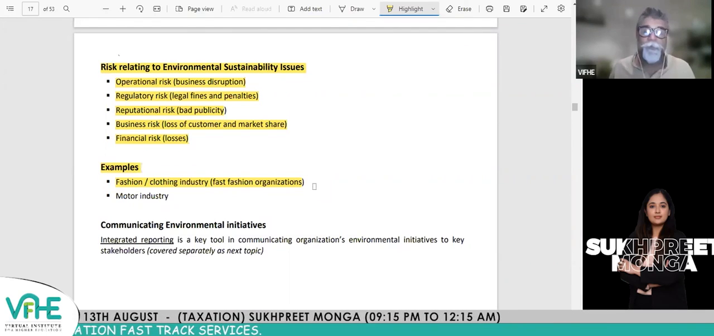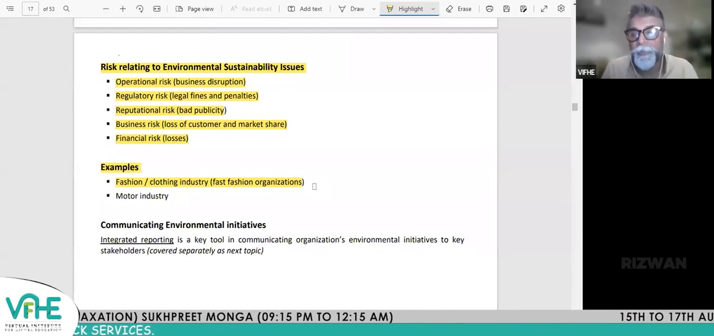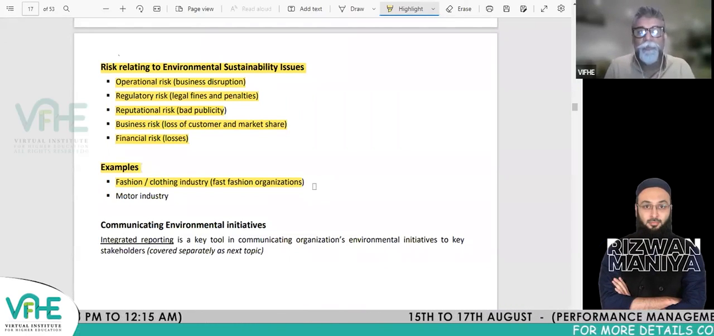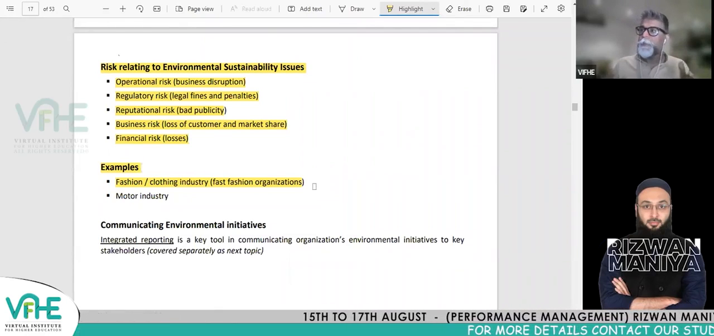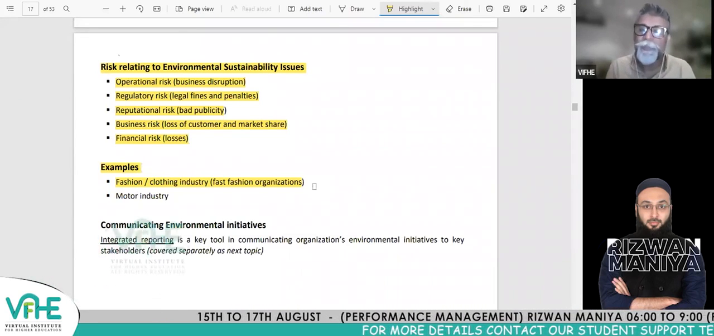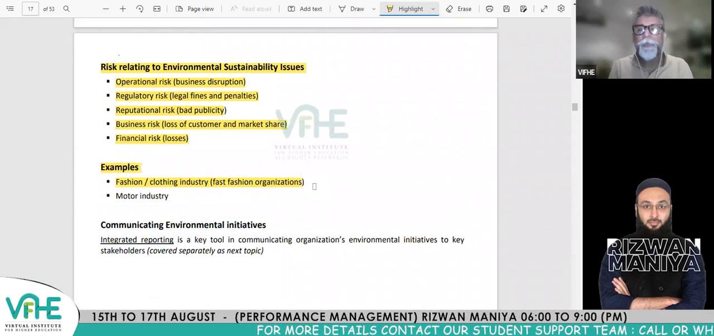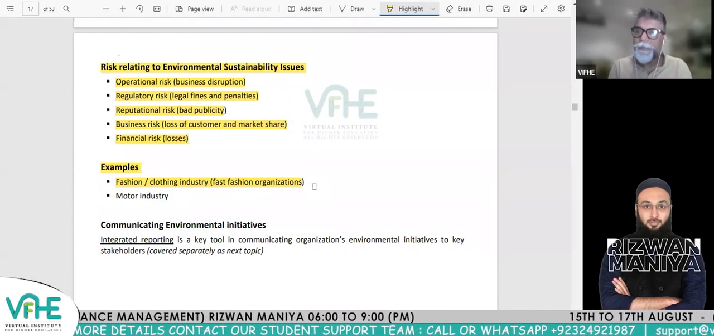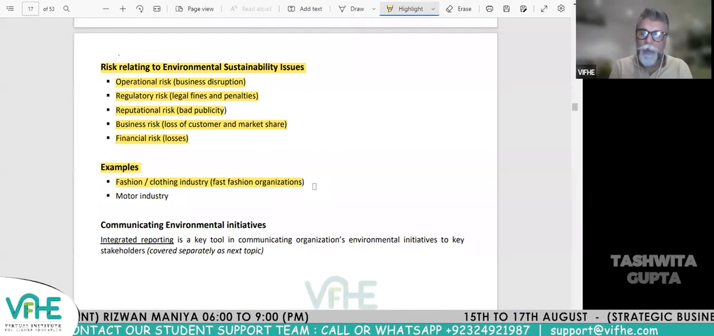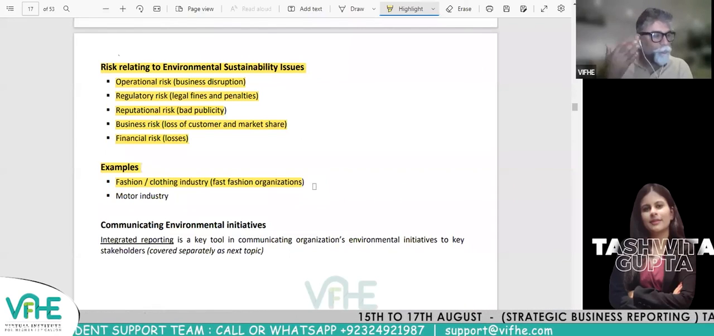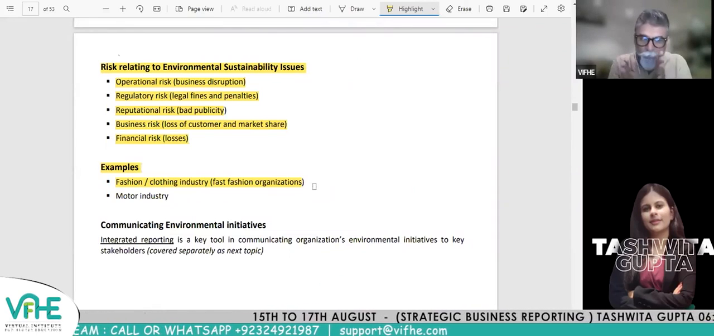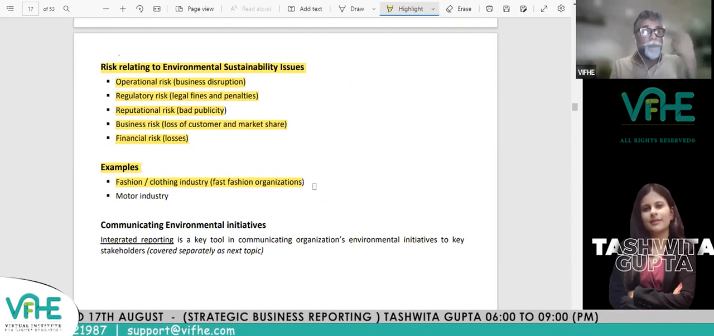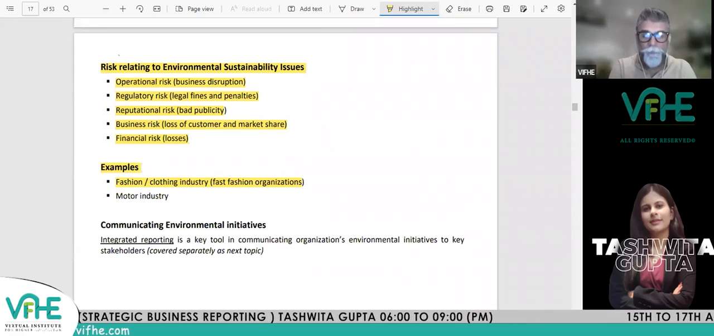So these types of firms are now being criticized. Why? Because they are not environmentally friendly. Clothes are thrown away after 6 months, 3 months. Why? Because they're out of fashion. So ethically, environmentally, it's wrong, right? You are making so many clothes, wearing them for such a small time, and then discarding them. So it's a waste of energy, a waste of raw material, all just to make more money.